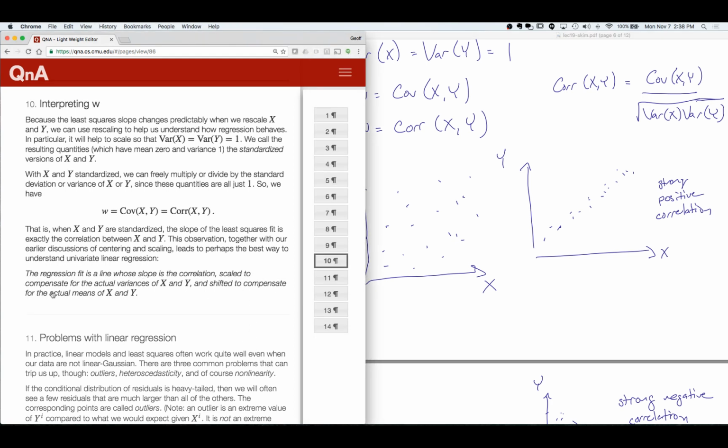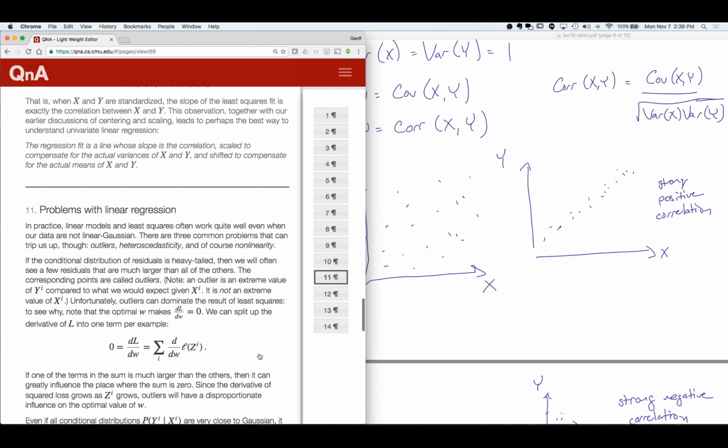And just to recap, the regression line is a fit whose slope is the correlation, but then it's scaled to compensate for the actual variances of x and y if they're not 1, and it's shifted to compensate for the actual means of x and y if they're not zero mean. Right? So that's basically the interpretation of univariate regression. And we will, at some point, probably give you some exercises to let you play with regression. But I think we may wait until we discuss multivariate regression because that's more fun to play with.